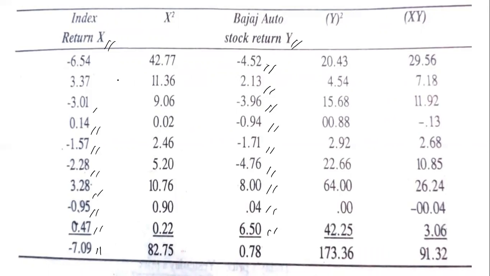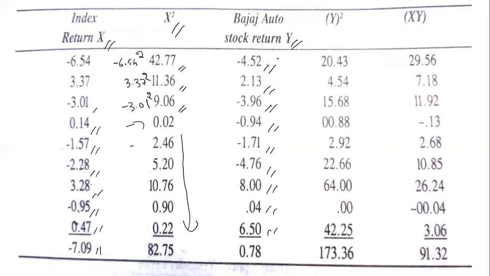now we have to square it. That is X square, which is nothing but squaring the index value. So if we square minus 6.54, we will get 42.77. If we square 3.37, we'll get 11.36. Same thing, 3.01 squared gives 9.06. We'll do the same for all, and squaring them, we'll get all these values.